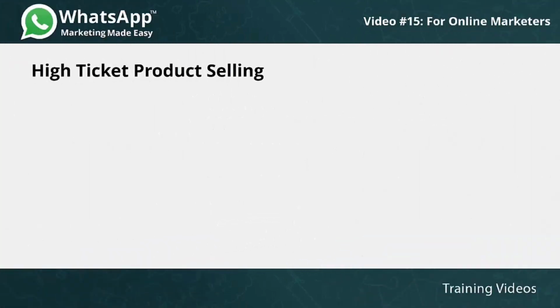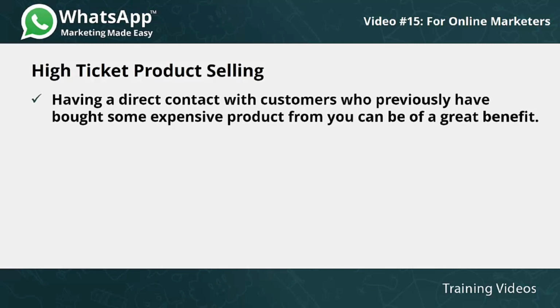High-ticket product selling. When selling expensive products, having a direct contact with customers who previously have bought some expensive product from you can be of great benefit because these clients might be willing to buy similar products. You can use WhatsApp for this. Via email, you can ask for their personal numbers or provide your own. Then, select several clients who have bought an expensive product from you in the past. This way, you can create a group with personal numbers, talk to them directly, instantly, and conveniently.